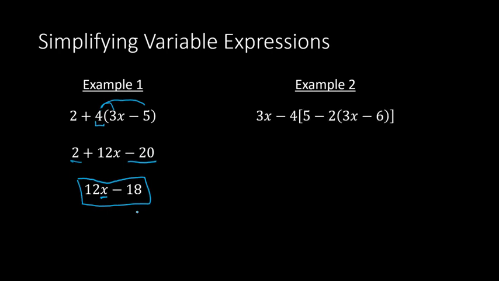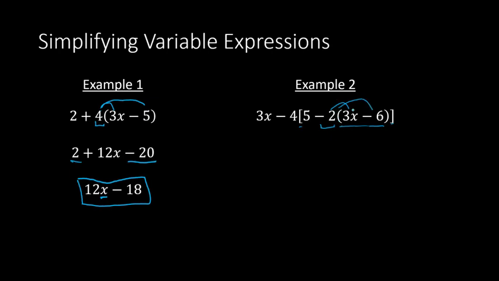Example 2, we have this expression. Now this one looks a little more complicated, but notice we have braces and then we have parentheses. You want to work on the innermost grouping. So we see here this 3x minus 6, we want to start with that. And this negative 2 can be distributed to both those.